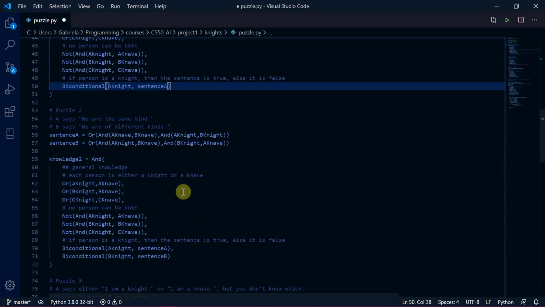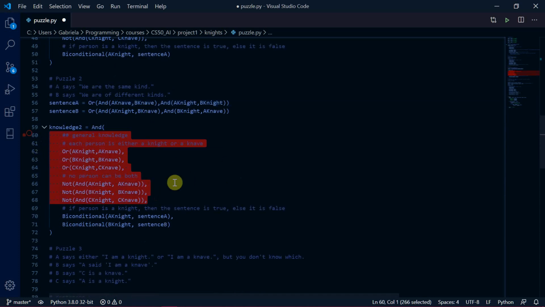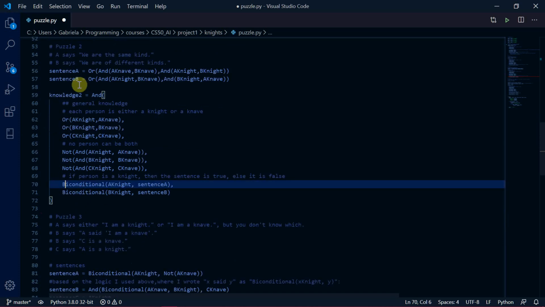In puzzle 2, there were two people, A and B, so there were also two sentences. A says that they're the same kind, which means that they're either both knaves or both knights. And B says that they're different kinds, which means that either A is a knight and B is a knave, or B is a knight and A is a knave. So again, this is the general knowledge right here, and then the specific knowledge is introduced by biconditionals. Here I simply used two different sentences, and then I checked for each sentence by whom it was said, and that's a person who's also in the biconditional.